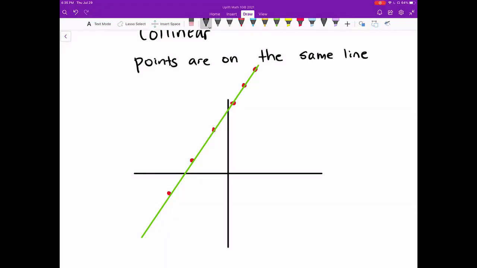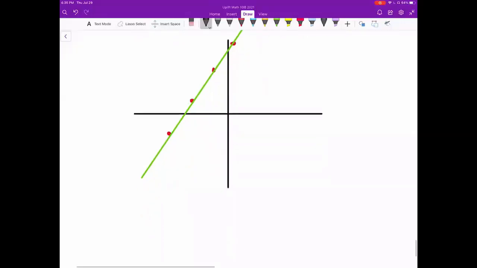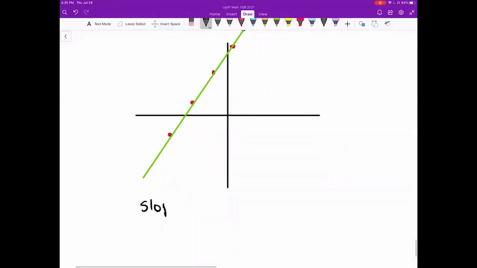So another way to think of it is that the slope between all the points is the same. For example, if we choose 2 random points and find their slope, and their slope is 2, and then we pick another 2 random points and their slope is also 2, then we can assume those points are collinear.